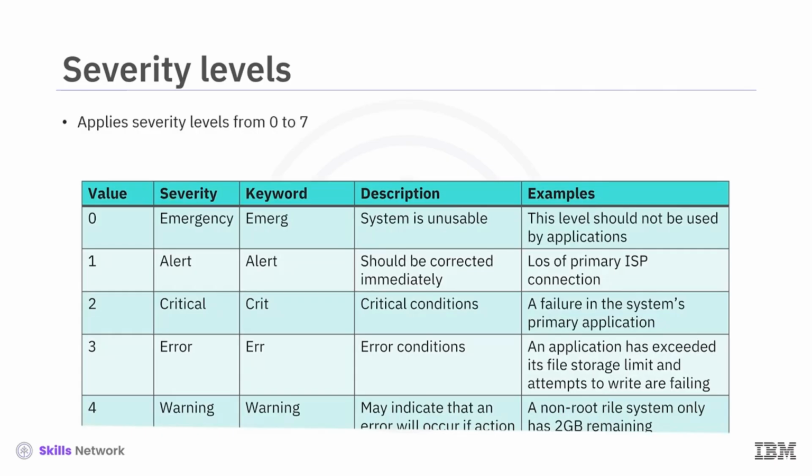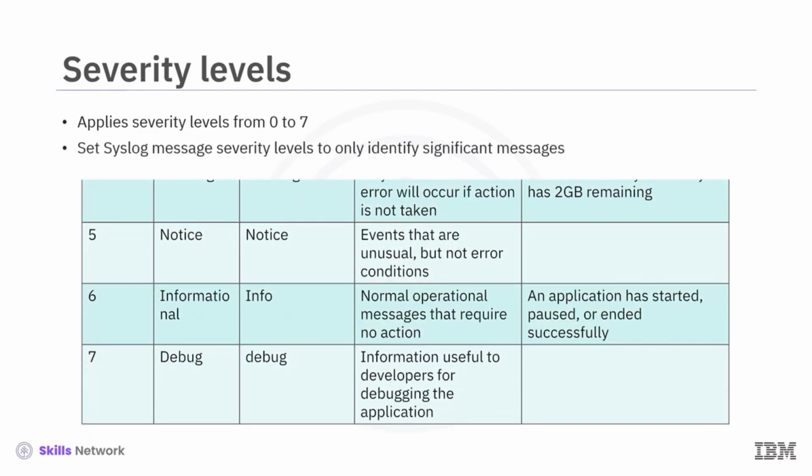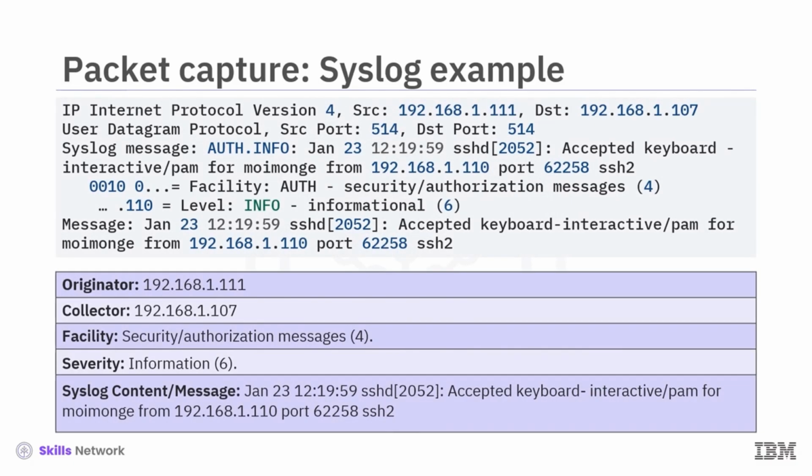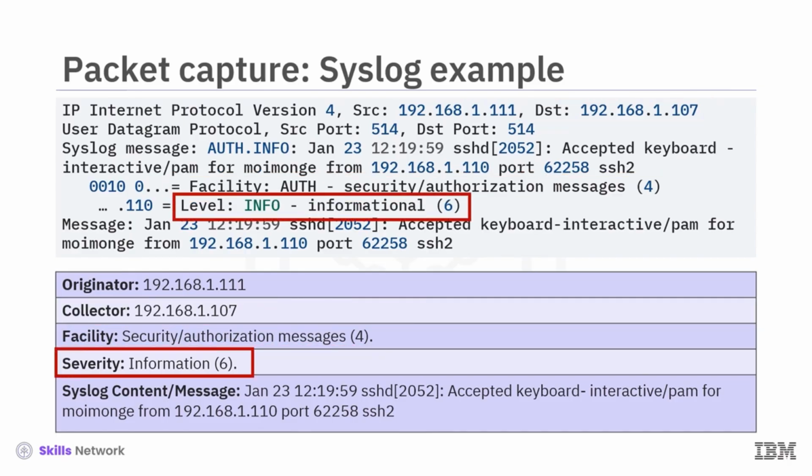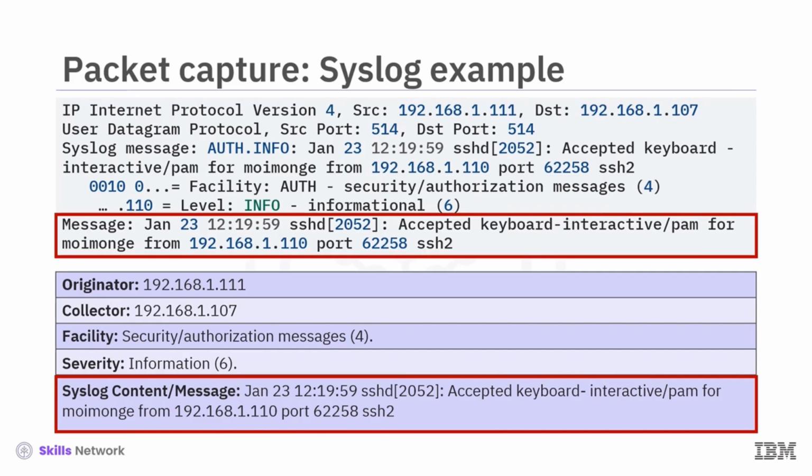The syslog severity level ranges from 0, emergency, to 7, debug. Setting the severity level to identify significant messages, such as level 3, can ensure that only the network devices send and receive significant messages only, preventing your server from being overwhelmed. Here's an example of a packet capture of a syslog message. You can see the originator value, the collector value, the facility code, the severity level, and the actual message content.